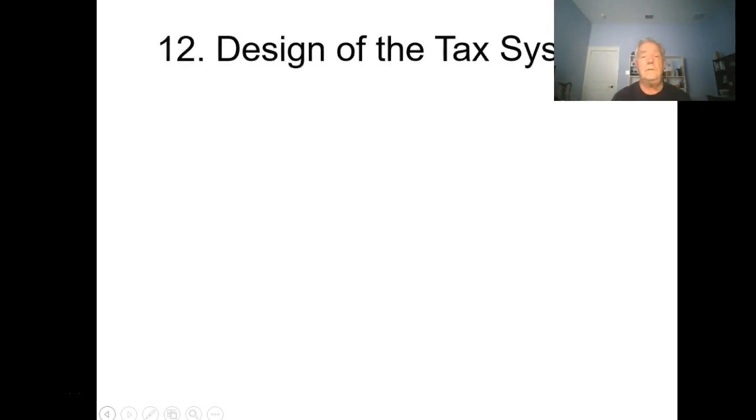All right, so let's go on to Chapter 12. Chapter 12 deals with the tax system, and we're going to talk about the tax system in the U.S. and who pays for what. Just from a general point of view, we have a marginal tax rate system, which is also called a progressive tax rate system. So the more you make, the more you pay in taxes on income.